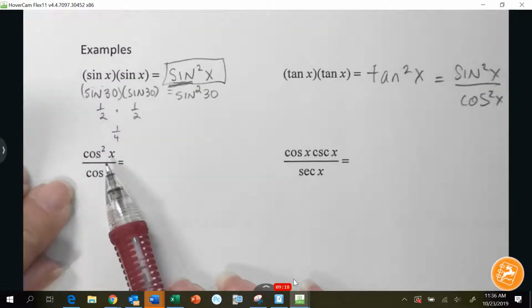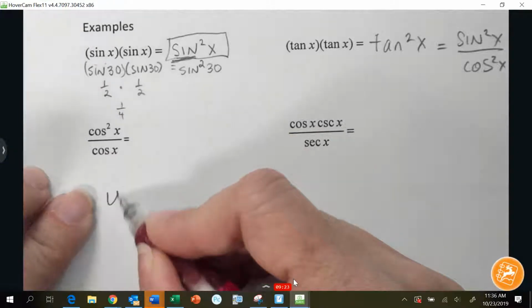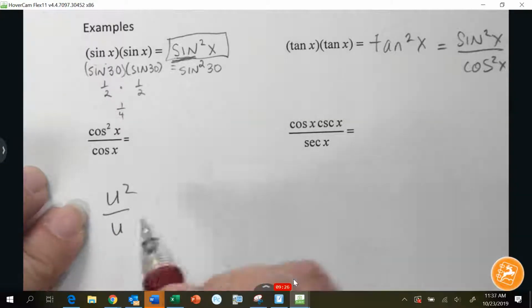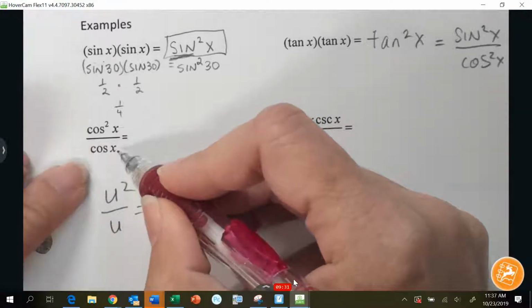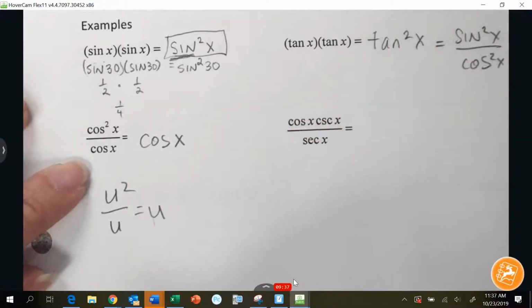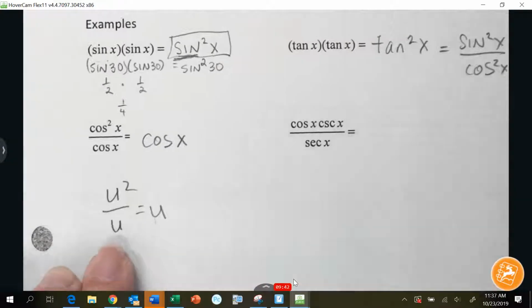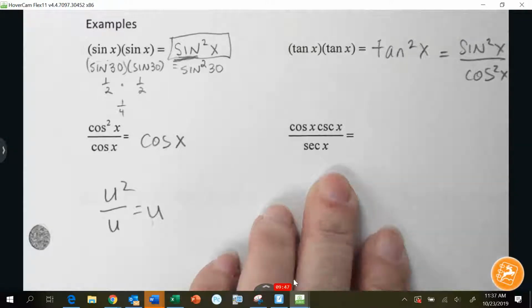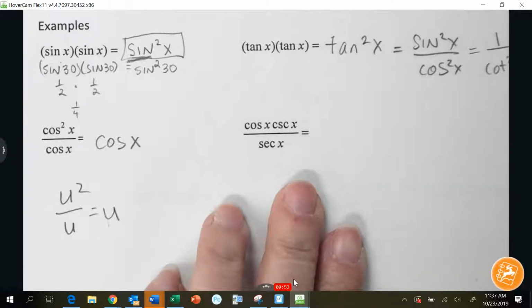How about this one here? If I have something squared divided by that thing, this would be even easier if you had u squared divided by u. What would you have here? U. So if I have cosine squared x divided by cosine x, what do I have? Cosine x. We just cancel out the square. Just like here, you cancel out one of those u's. You're canceling out one of those cosines. How about here? This is what we're going to be doing eventually today.